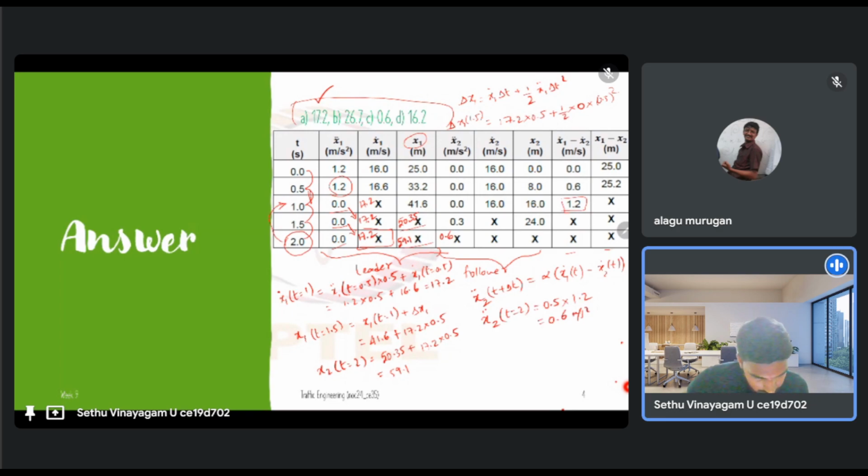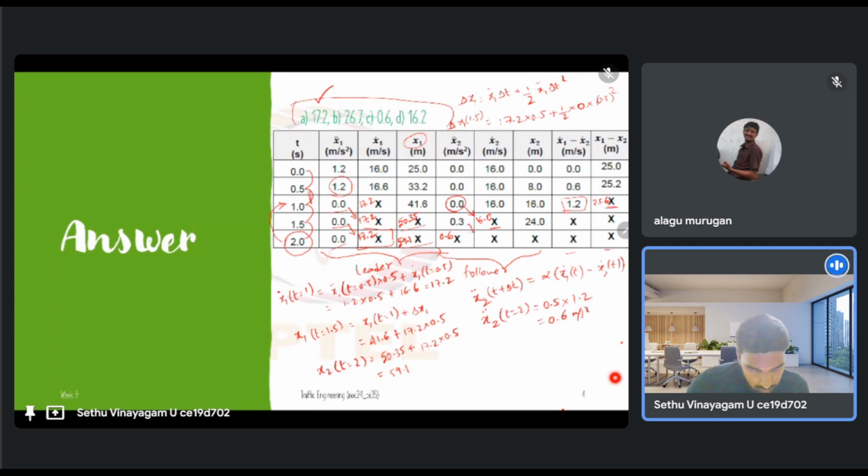Spacing is unknown, but we can get it directly because we know x1 and x2. So it is 41.6 minus 16 for time step 1, that is 25.6. That is the spacing at time step 1. Next we can calculate the velocity at time equal to 1. Because the acceleration is 0, which is what affects what happens at time step 1.5, there is not going to be any change here. It is still going to be 16 meters per second.